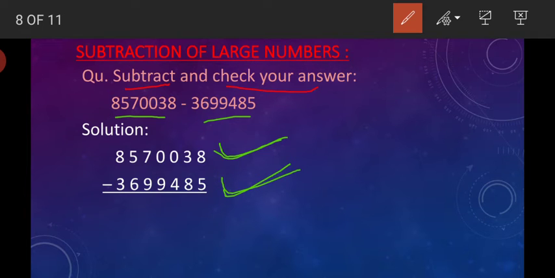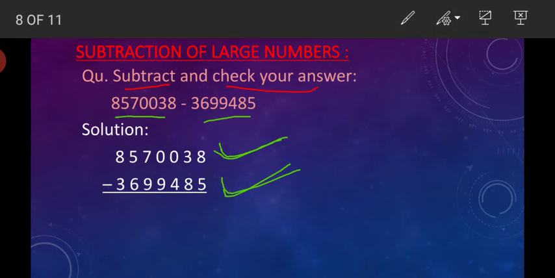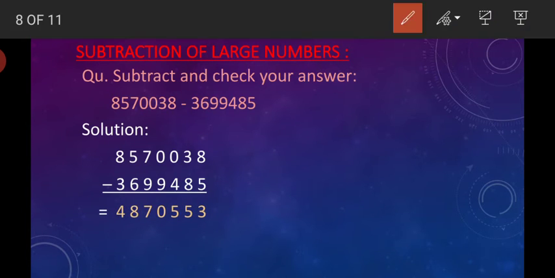The second number, that is the smaller number, is known as subtrahend. And if we subtract these two, we get a result, and the result is known as difference. Okay. Now move towards the difference. This is the difference between these two numbers. So how to subtract? Let us check this one.